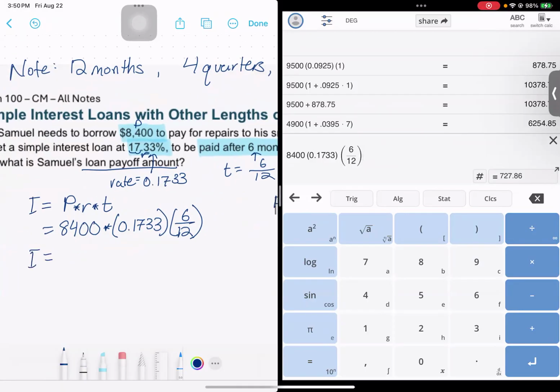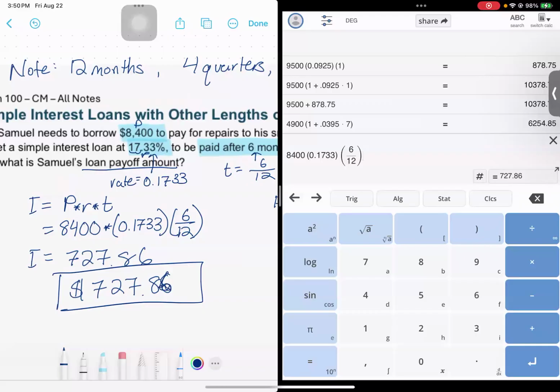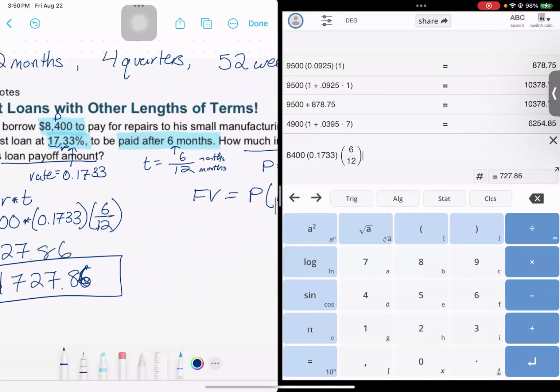So the interest on the loan will be 727.86. An extra $727.86 for Samuel to borrow this money to fix his factory. Now, if he needs it to fix his factory, he needs it. So that's what he's got to do.